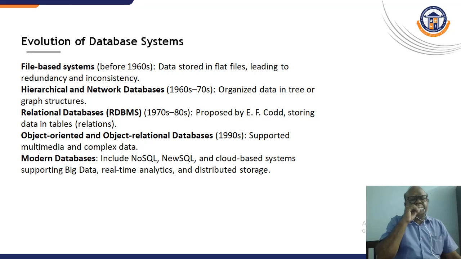So next one is hierarchical and network database, 1968 to 1970. Organized data in a tree or graph structure, and then relational database or DBMS came 1970. It is most popular. 1970 and 80s proposed by E.F. Codd, storing data in tables or relations. Next, object-oriented database or object-relational database, 1990s, supports multimedia and complex data. Modern database include NoSQL, NewSQL, cloud-based systems supporting big data, real-time analytics, distributed storage.